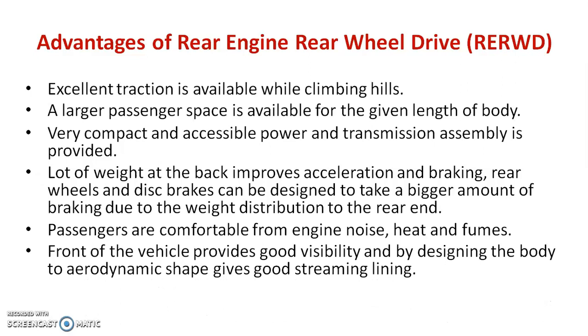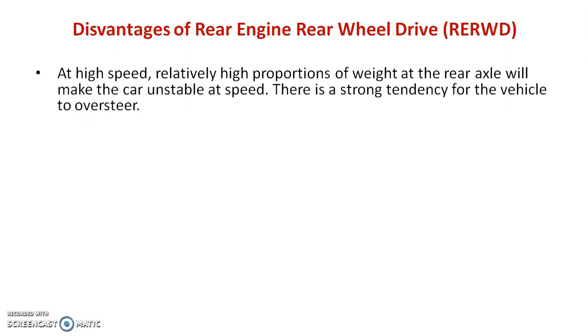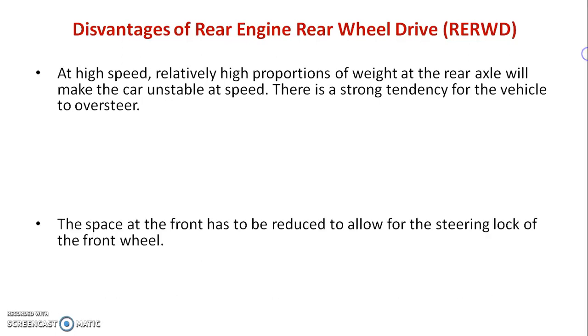Front of the vehicle provides good visibility and by designing the body to aerodynamic shape gives good streamlining. What are the disadvantages of rear engine rear wheel drive? Let us see that. At high speed, relatively high proportion of weight at the rear axle will make the car unstable at speed. There is a strong tendency for the vehicle to oversteer.